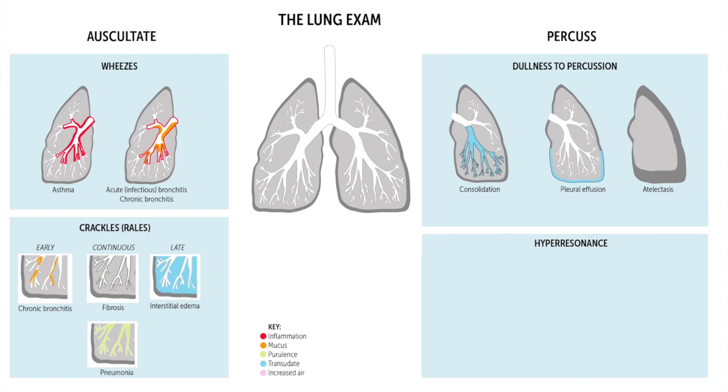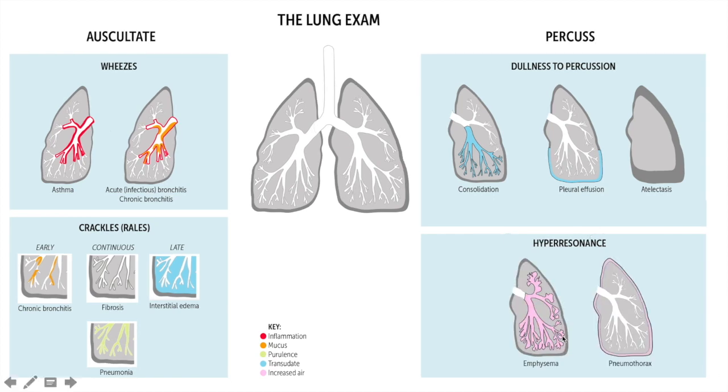On the flip side, you can have hyperresonance if you instead have decreased density in your thoracic cavity. And the only way you can have decreased density in here is to have more air. And the air can either be in the normal airspace because of destruction of normal lung parenchyma and emphysema, or you have air in the normal potential space of the pleural space, as in a pneumothorax.